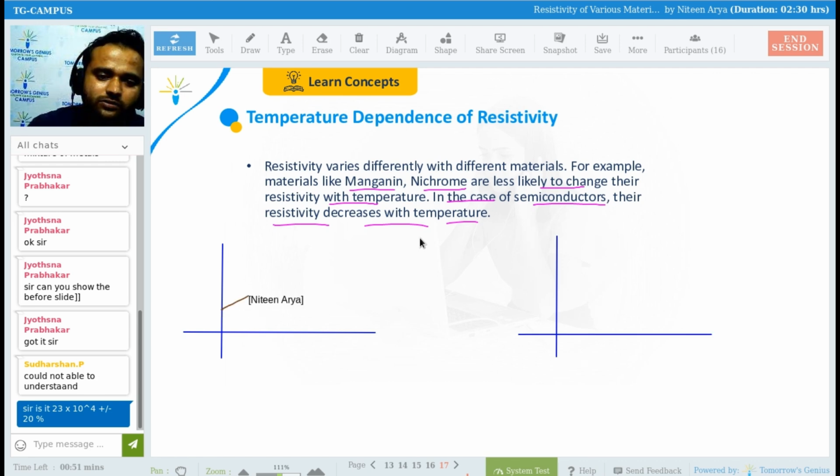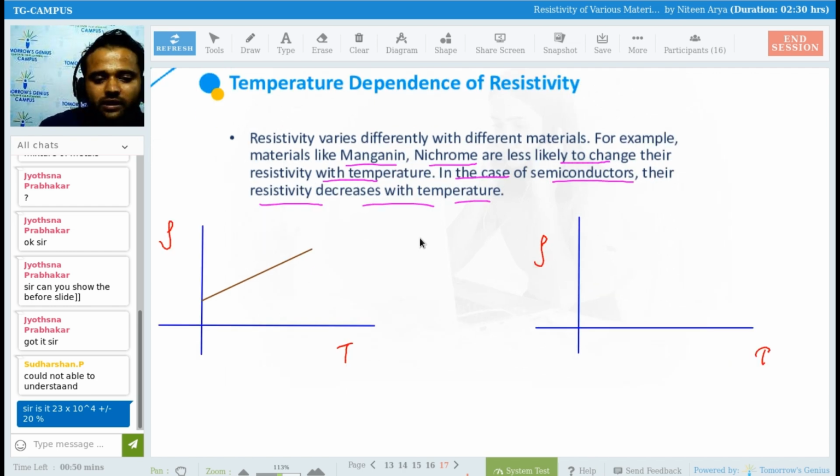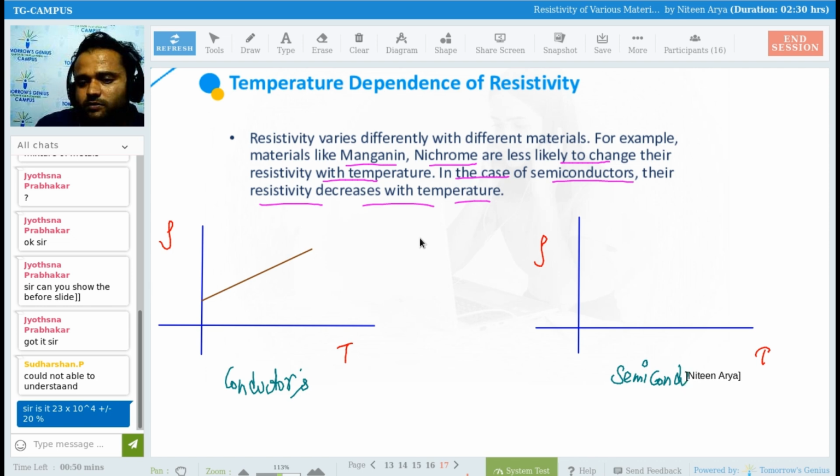Just give me a minute. Suppose this is your resistivity and this is your temperature, and this is your resistivity and this is your temperature. So tell me how it is going to be. Verbally I'll tell you and I'll note it down, you also. That is for conductors, or ohmic materials, and that is for semiconductors. Which type of graph do you expect for semiconductors?